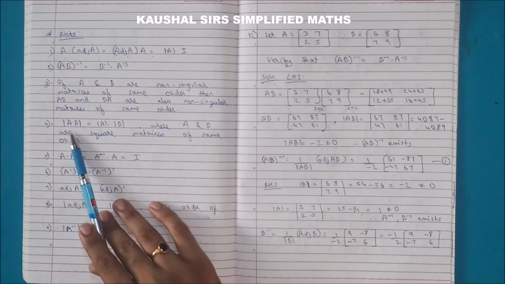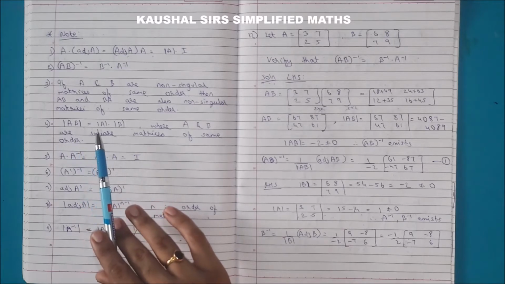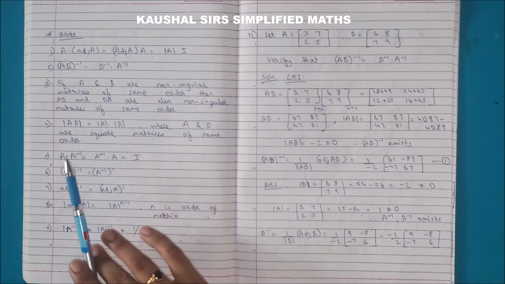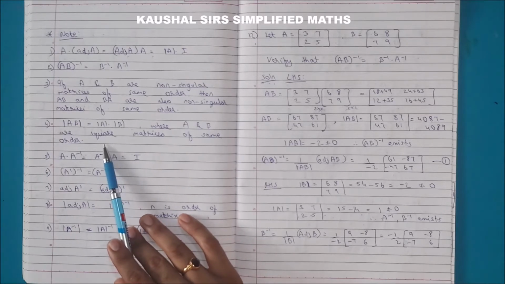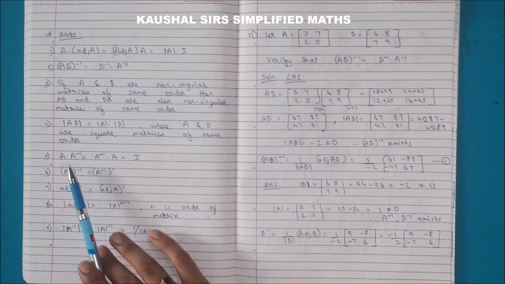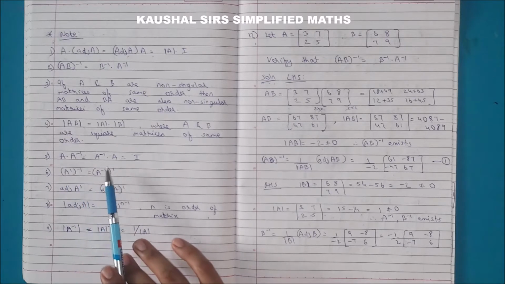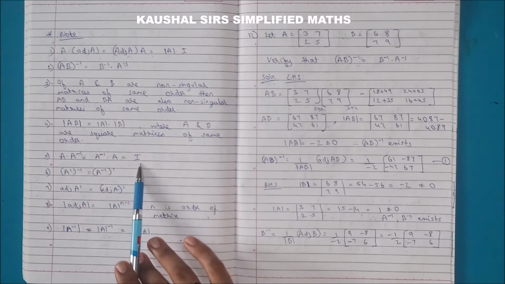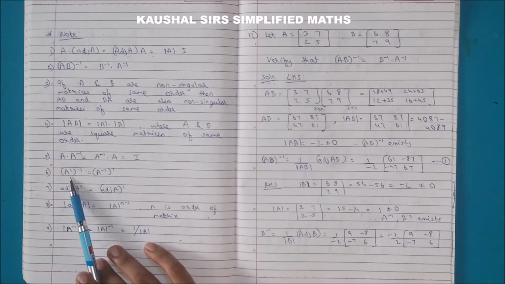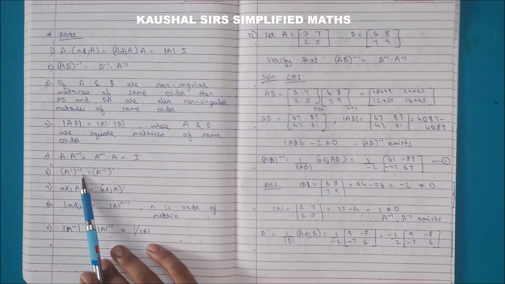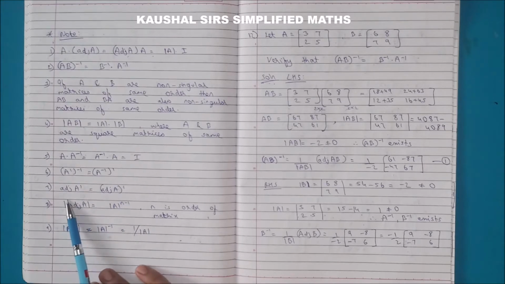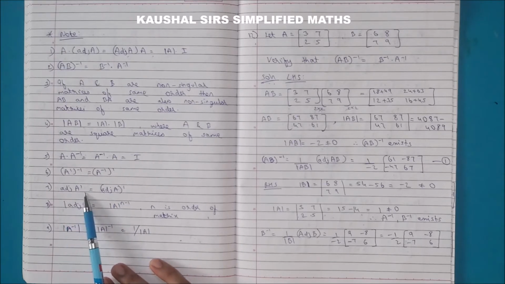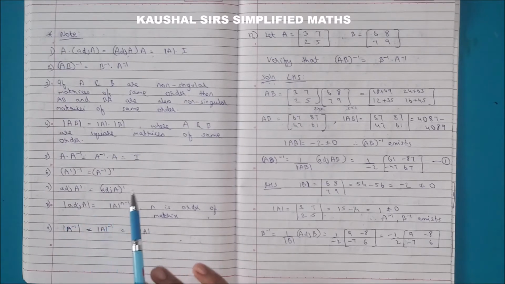Point number 4, determinant of AB is determinant of A into determinant of B, where A and B are square matrices of the same order. Fifth point, A into A inverse is the same as A inverse into A, which is equal to I. Sixth point, A transpose का inverse is the same as A inverse का transpose. Seventh point, adjoint of A dash is equal to adjoint of A the whole dash.